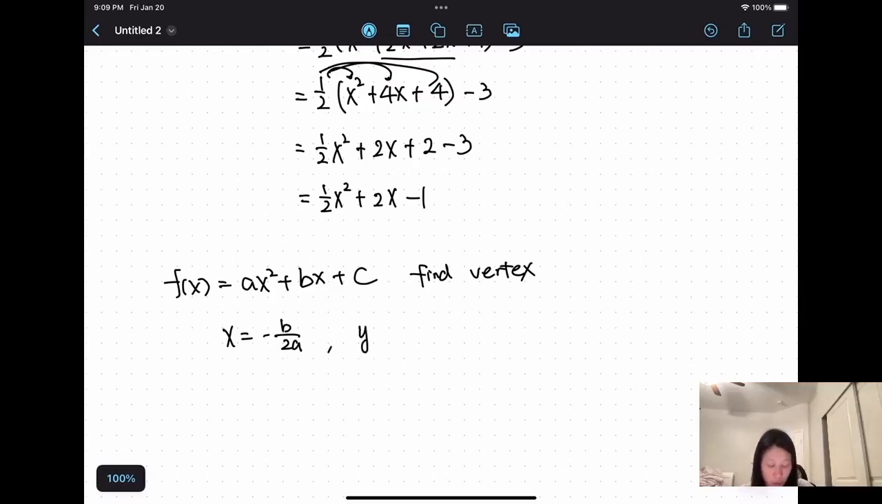And then how do we find y? Well, if we already located x, how do you find y? You just need to substitute x into the function. So that means I substitute x equals negative b over 2a into this function. So y is equal to whatever that is when we substitute it in.